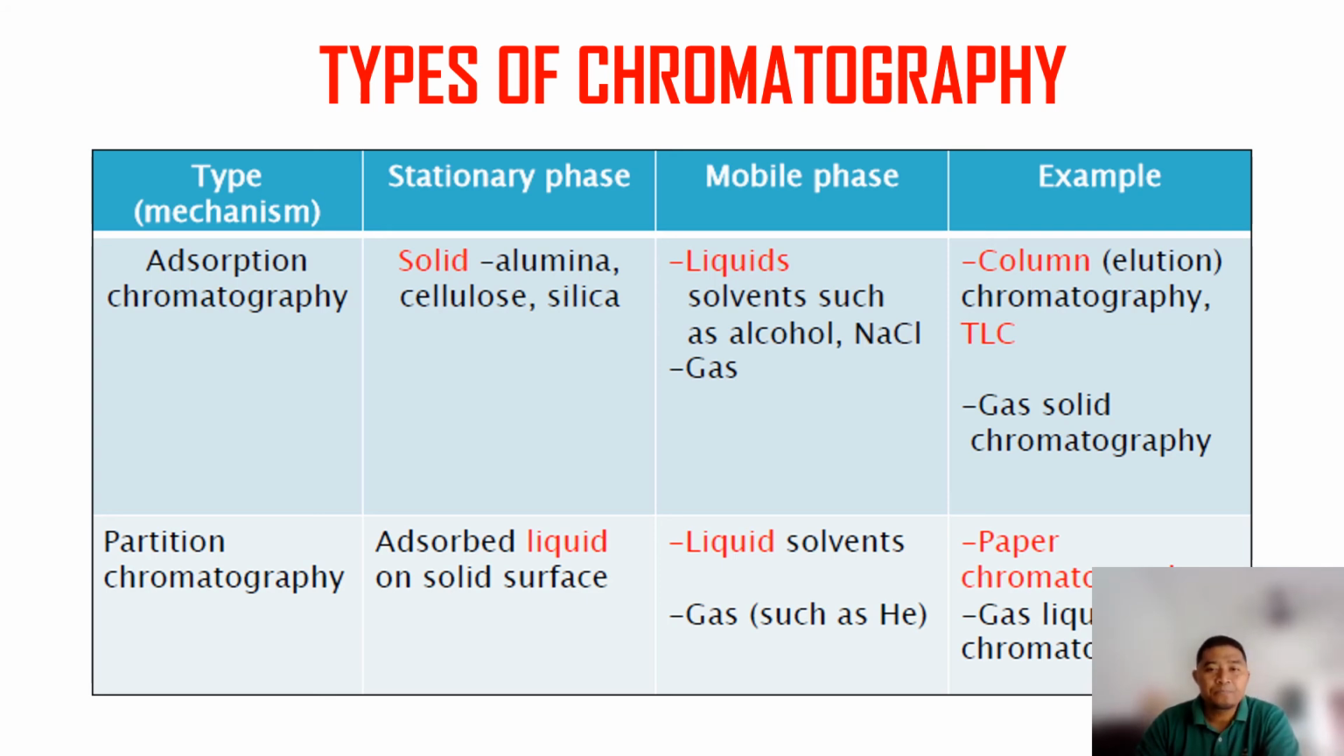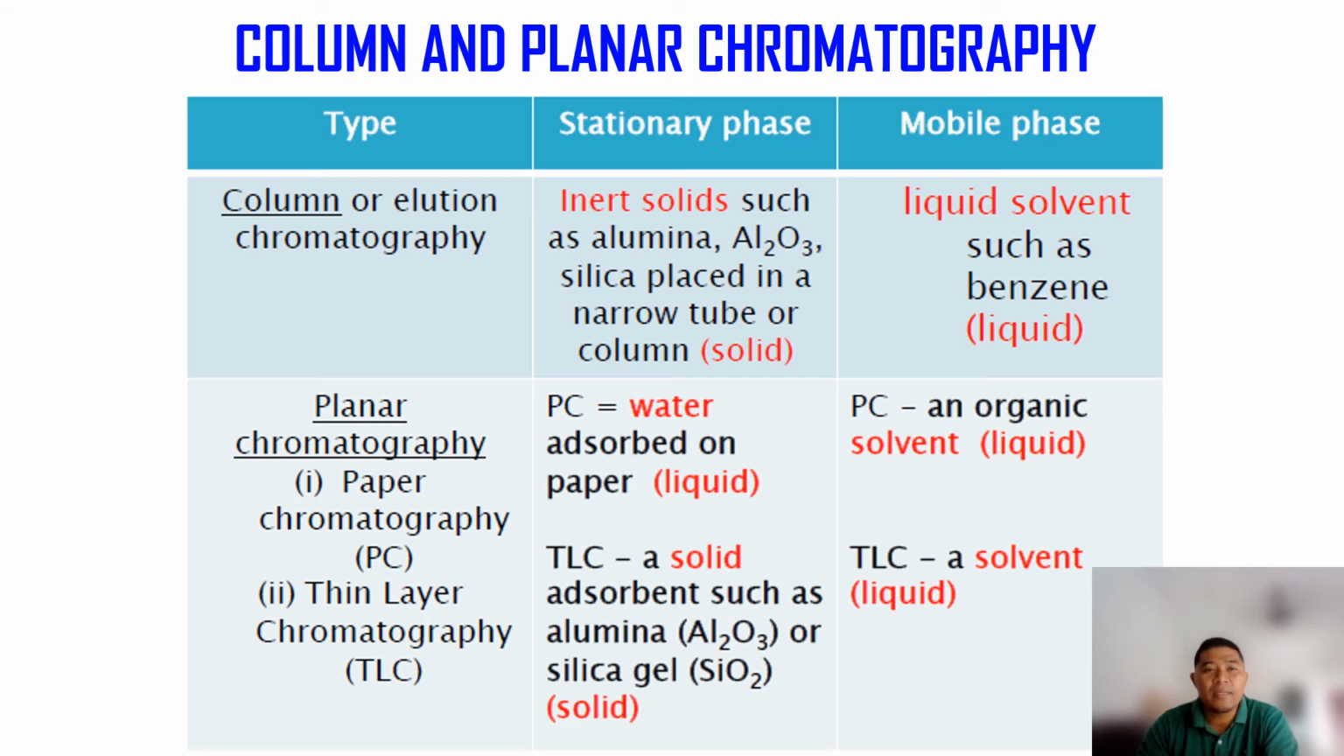Partition chromatography, absorbent liquid on solid surface, liquid solvent, gas such as helium. Bawah phase dia, paper chromatography, gas liquid chromatography. Okay, yang itu boleh pakai. And then this one, column and planar chromatography, type, stationary phase and mobile phase. So for column or elution chromatography, stationary phase dia adalah inert solid such as aluminium oxide, silica placed in a narrow tube or column. Mobile phase liquid solvent such as benzene.